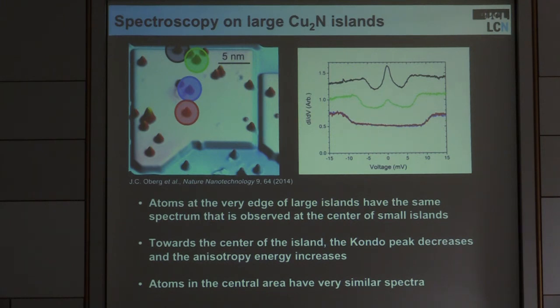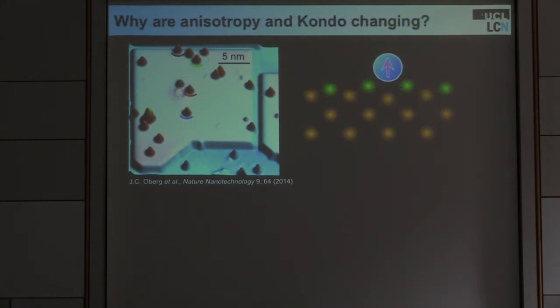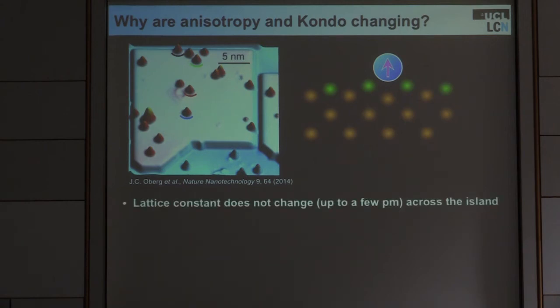So very, very dramatic changes just by going from one point to the other. So what could be going on? How would this be happening? Well, we know that the anisotropy is changing. So the first question might be, is the local crystal structure changing? The good thing about STM is you can actually measure lattice constants if you have atomic resolution. So we did this, and at least as far as we could tell, up to a few picometers, which is our resolution, we did not see any change in the lattice constant across the island.